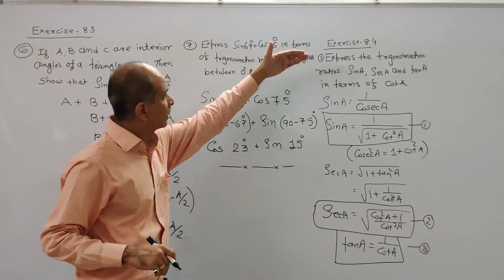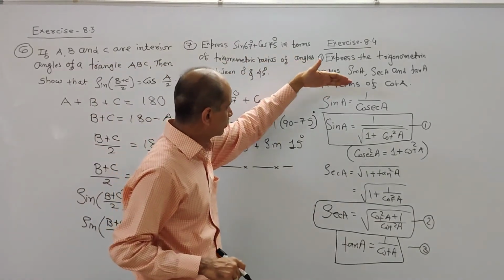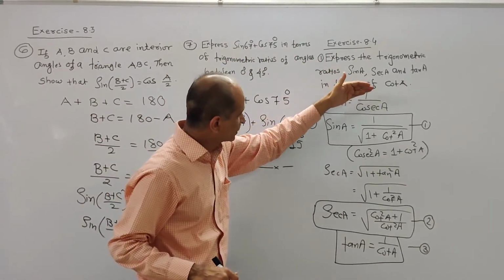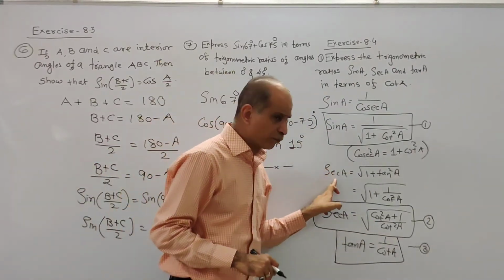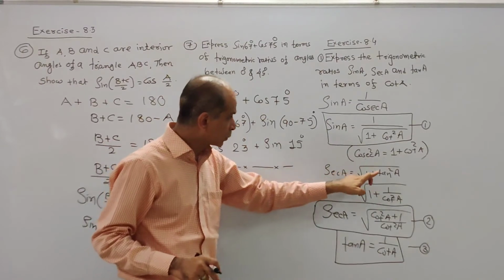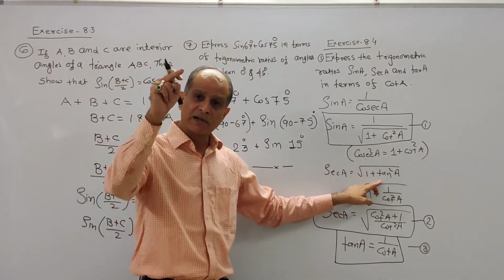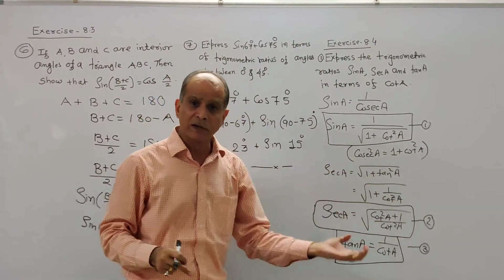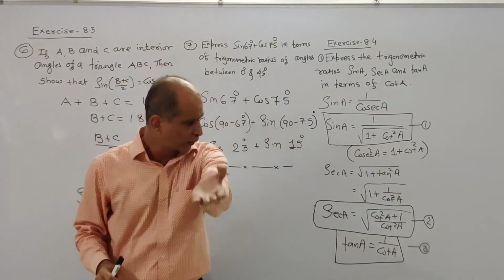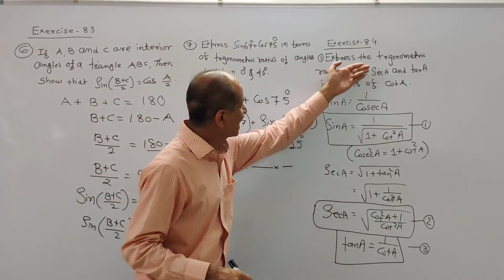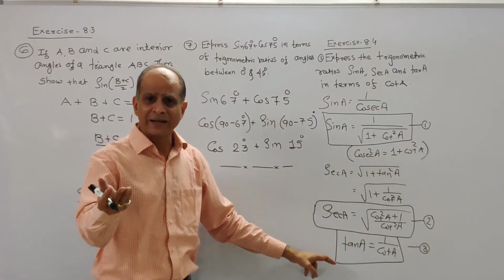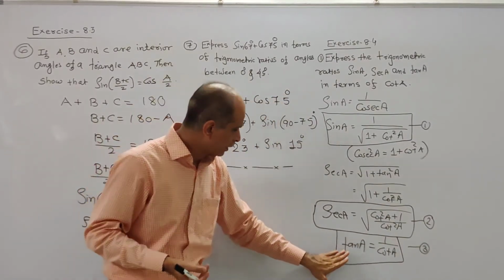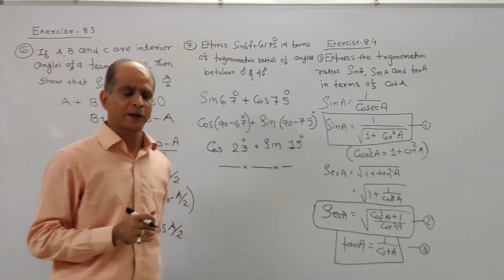So here first you have to convert sine into cosec, then cosec into cot by using the fundamental identity. Similarly, first of all convert sec into tan by using the fundamental identity and then convert tan into cot by the reciprocal formula, you will get sec A in terms of cot A. Now, third one, directly by using the reciprocal formula, you can convert tan A into cot A.